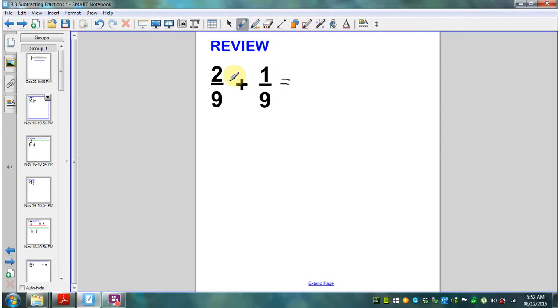Our rules for adding fractions say that we add our numerators, or add our top, so 2 plus 1 is 3. And we keep our denominator, so we keep our 9 on the bottom. And in the last step, we always check and see if we can simplify. So 3 over 9, can that be simplified to anything?